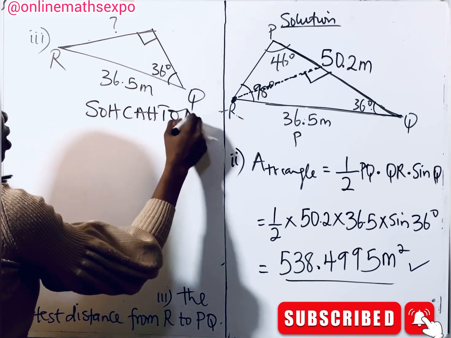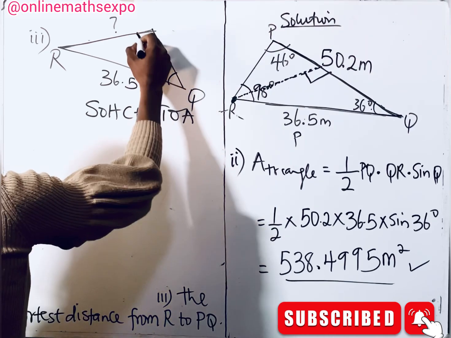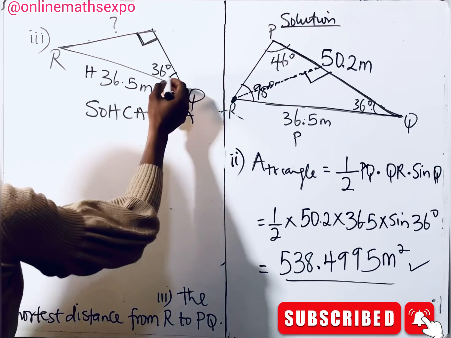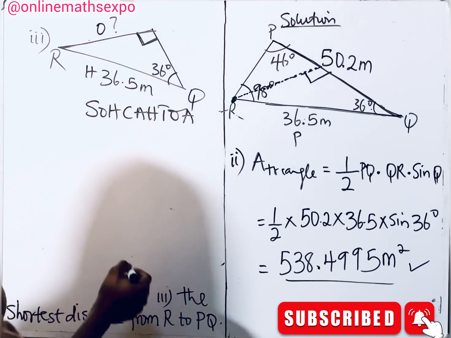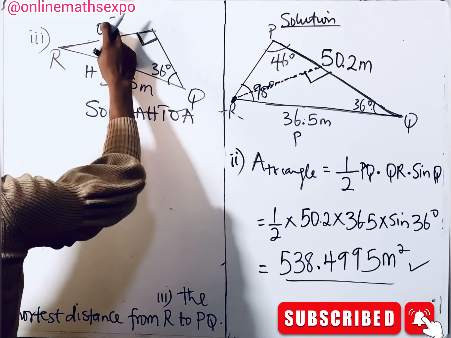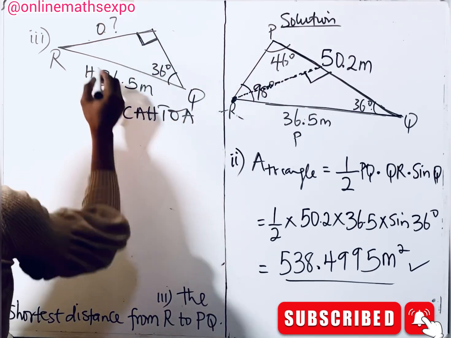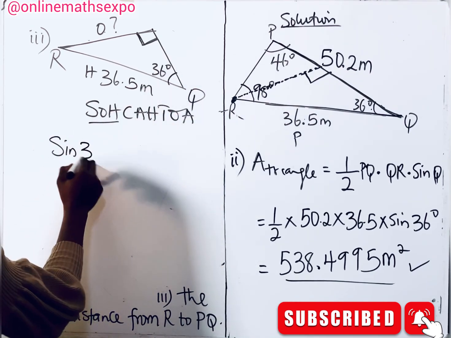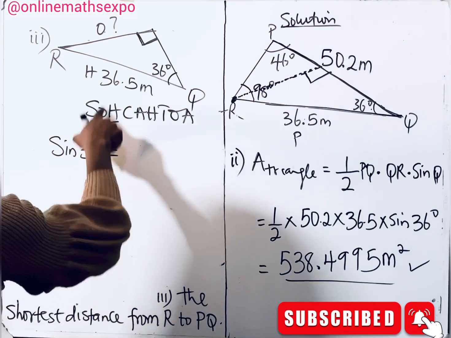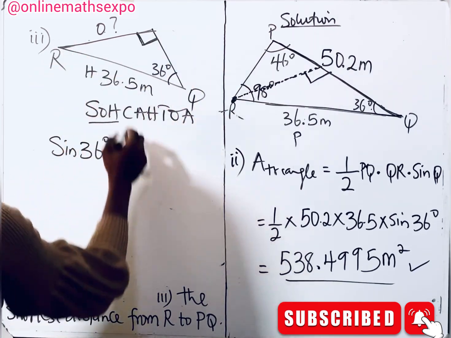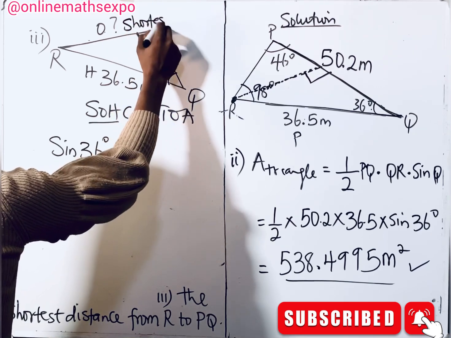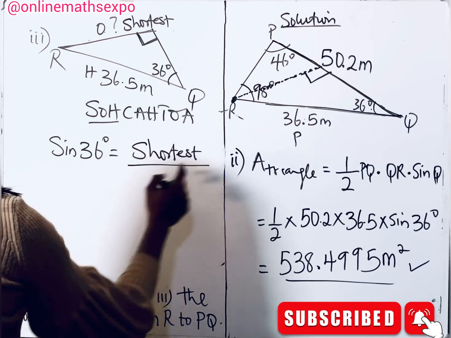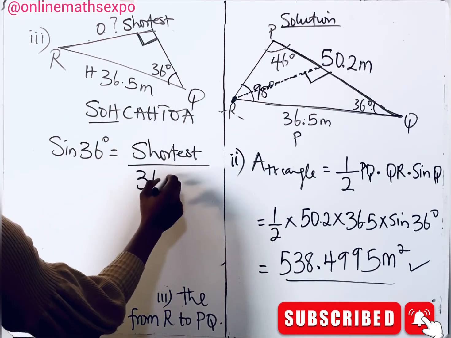Now the question is, which of these should I use? You observe that this is the right angle, so the side opposite to it, which is this side, is the hypotenuse. Then the side opposite to the angle is the opposite side. Now looking at this, we know this side and this is what we are looking for. So we have O and H, we use this. So we are going to now have sine of 36 degrees is equal to opposite, which is the length we are looking for, okay? So we can just say this is the shortest distance, all over the hypotenuse, which is 36.5.